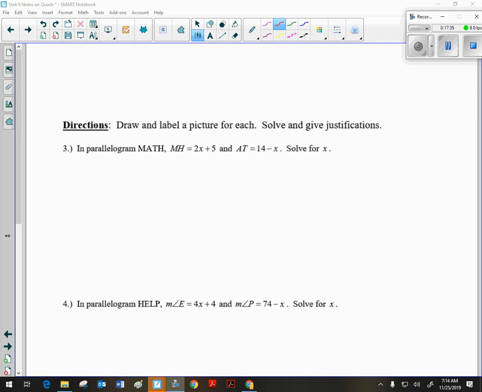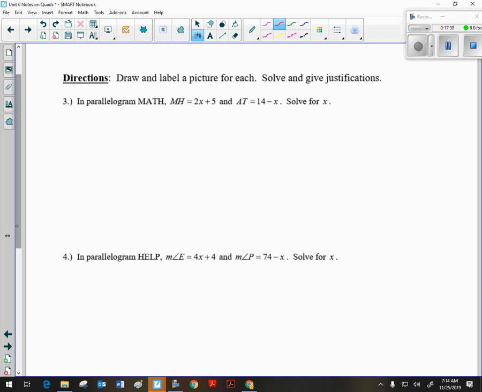The next set of questions are algebraic in nature, and they're still using the properties of the parallelogram that we talked about initially today. So in question number 3, they're telling me I have a parallelogram. The wording for the directions tells me I need to draw and label a picture for each, and not only solve, but give some kind of justification. So I want to make sure that you understand exactly what it is that you're supposed to do with that.